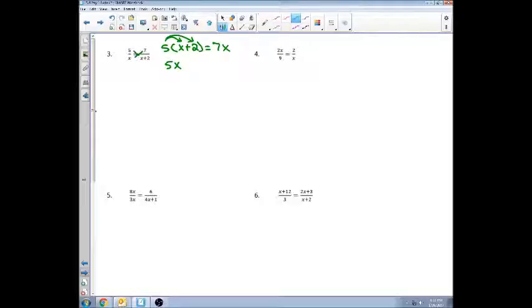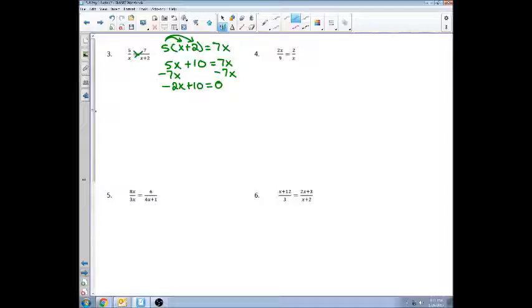Distribute my 5 to the 2, so plus 10 is equal to 7x. Again, I want to bring everything to the same side of the equal sign. So I'll subtract the 7x from both sides. So negative 2x plus 10 is equal to 0. I can take out a GCF from negative 2x plus 10.